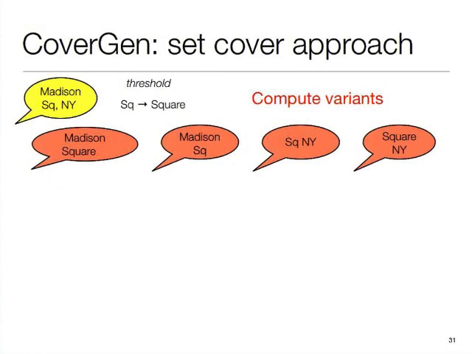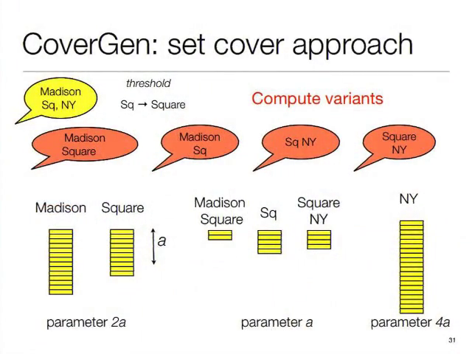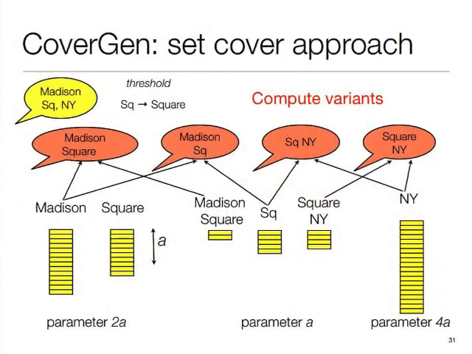Let me try to formalize what this problem is. So we had a query, a threshold, a bunch of transformations, and we were able to generate our variants from this set. Given these variants and given the lists that we have, so we have a parameter A collection, a parameter 2A collection, a parameter 4A collection, and this is all our index. Given this, we now know also the length of all of these lists. The question is, can we cover? Now Madison covers the first two queries. Madison square covers only the first query, and square covers the middle two queries, and so on.